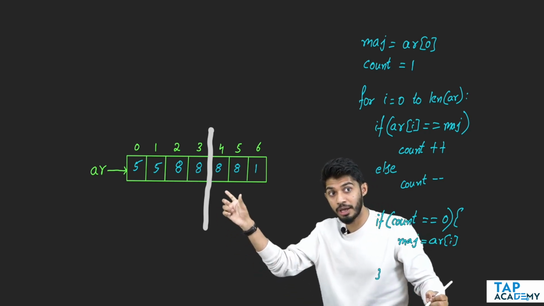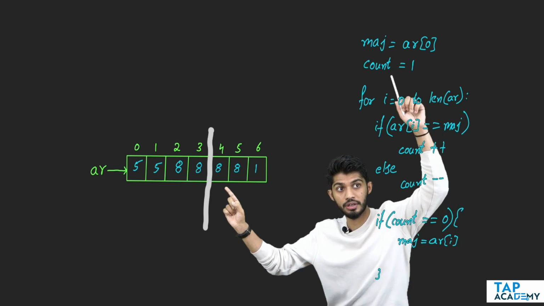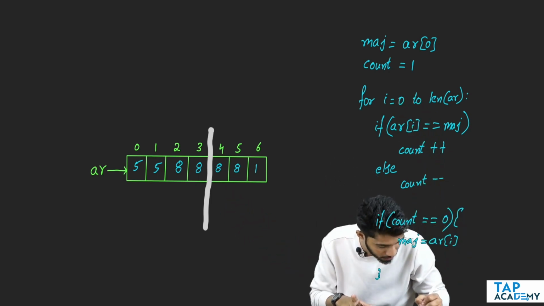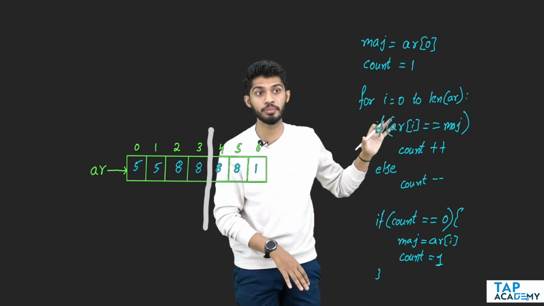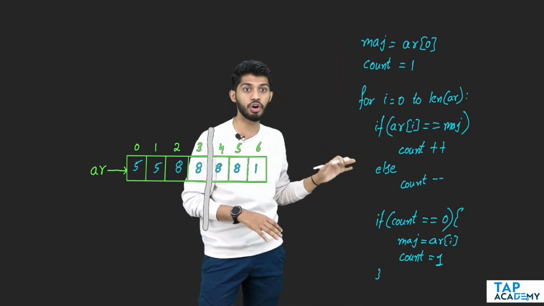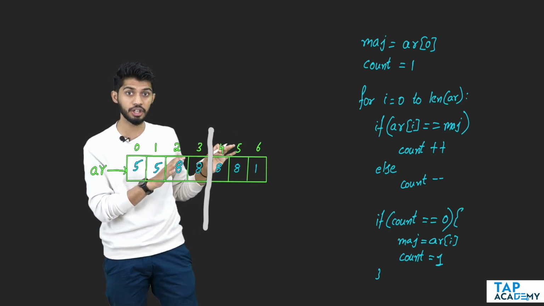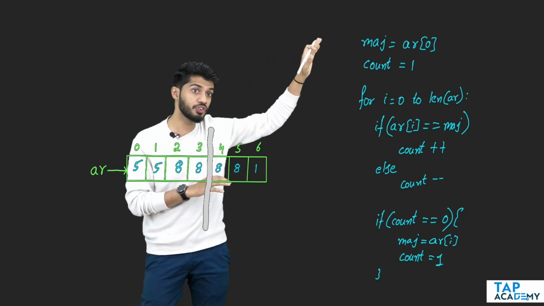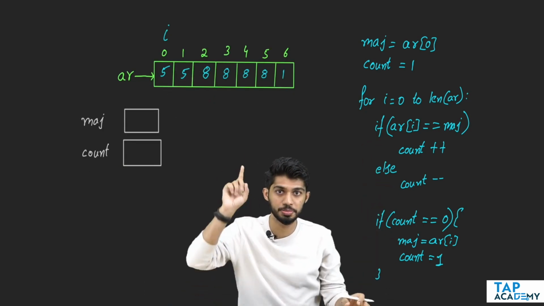Now since I am starting from here again, I need to reset the value of count back to 1. So I will say count is equal to 1. So this is the algorithm, and this is Moore's voting algorithm. Now we will trace it for this particular program and check whether it is working properly or not. Let's trace this code for this particular input.